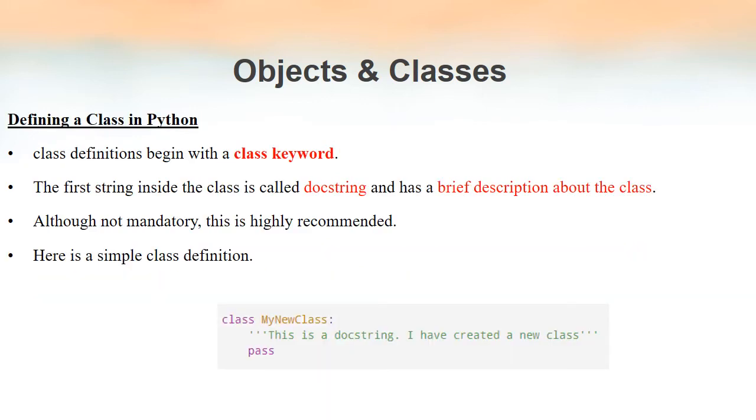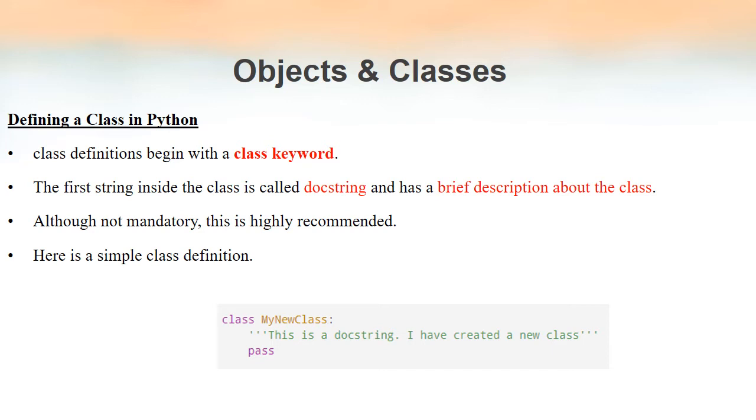How to define a class when we write a Python program? For defining a class, we have a keyword named class. So we have to use that keyword in order to define the class. And the first string that comes inside a class is known as a doc string. It is actually a brief description about the class, what that class is used for, what is the purpose of that class, what all things are included in that class, etc. The doc string is not compulsory, but it is recommended to write the doc string whenever we create a class.